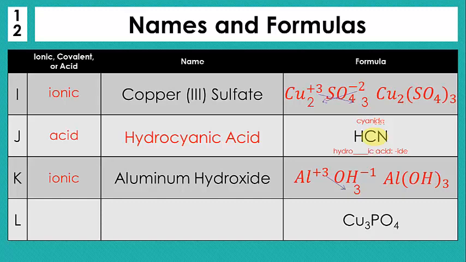Last one is Cu3PO4, which is ionic. I've got copper, which is a transition metal, so I need to use a Roman numeral in the name. And I've got the polyatomic ion phosphate. So the charge for phosphate is -3. So the total positive charge that I need to balance that out is +3. There's 3 coppers. So if each of those coppers is +1, and there's 3 of them, that gives me +3 total. So the name of this would be copper-1 phosphate.